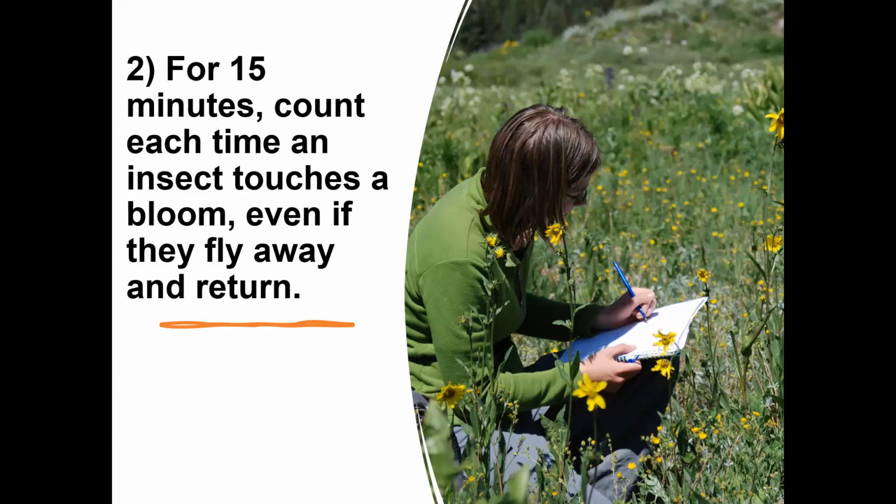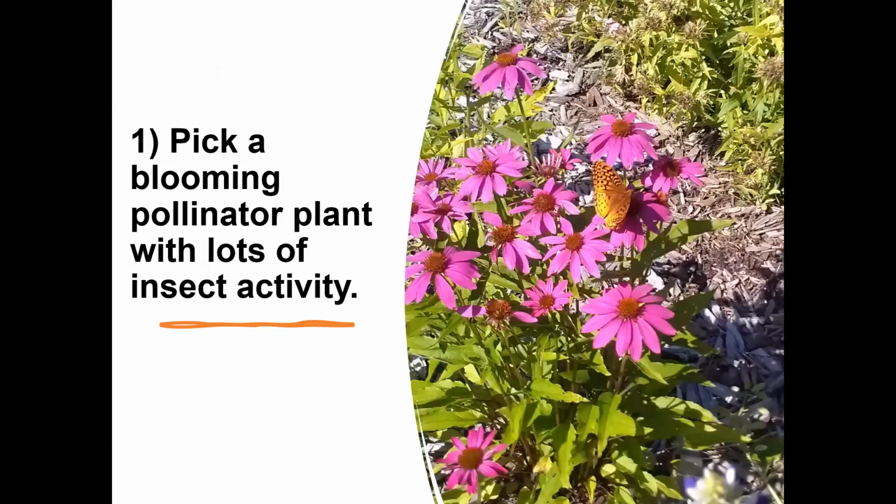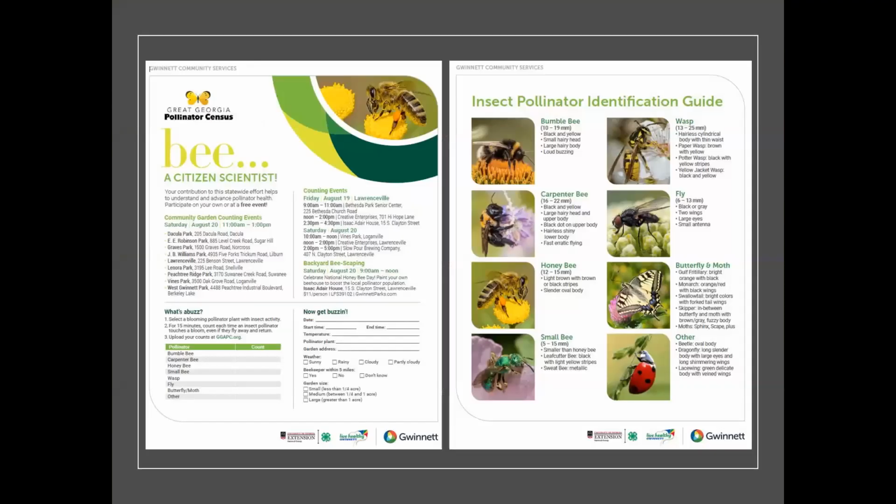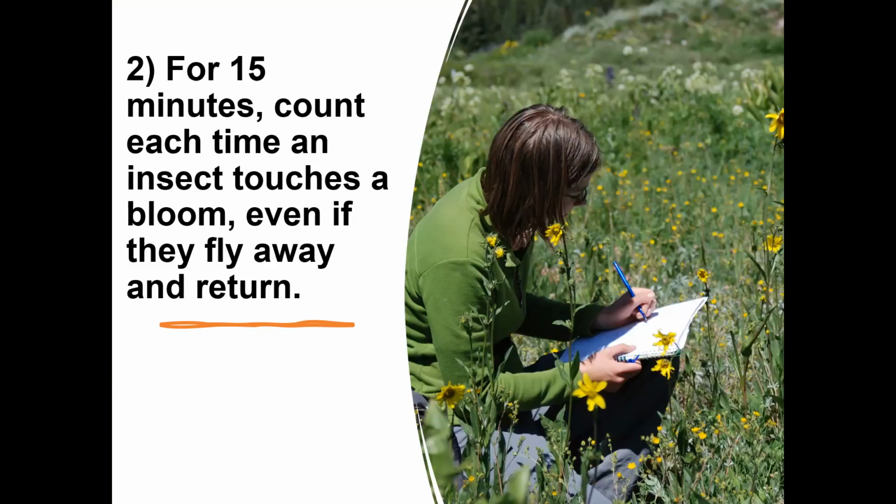And then you're going to sit there and watch that flower or that plant with those flowers. And you're going to count every single time an insect touches a bloom, even if it flies away and it comes back. So I'll flip back here. You can see here it says, what's a buzz? And it says select a blooming plant with insect activity. It gives you the directions there, and it gives you the website to go upload your count. It also lists out what all the insects are. So you're just going to do hatch marks and count every single time one touches that plant.